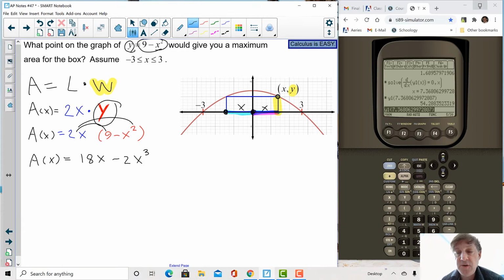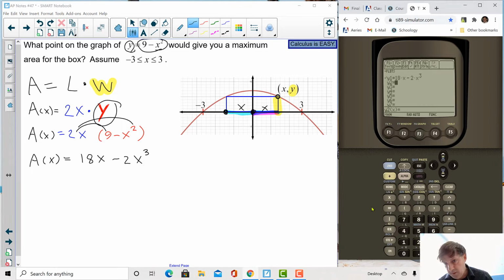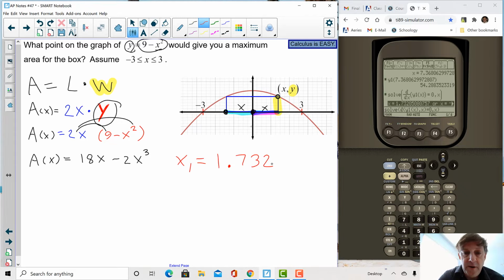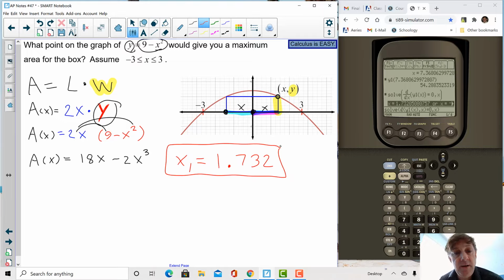So we're going to plug that equation into y1. Then we'll go to the home screen and we'll solve where the derivative is 0. Okay, it's giving us two answers. We want our x value to be between 0 and 3. So we're going to throw away the negative answer. So when I write my critical number, I'm only writing 3 decimals of accuracy. But if I ever use that number to make more calculations, I'm going to try to plug in every single decimal of accuracy that I can possibly get.